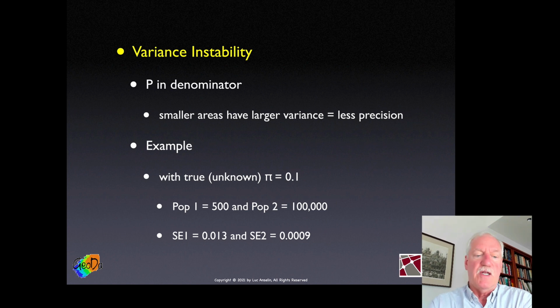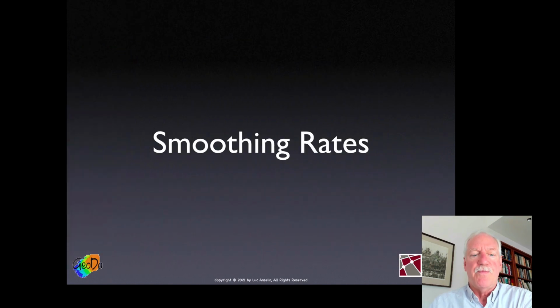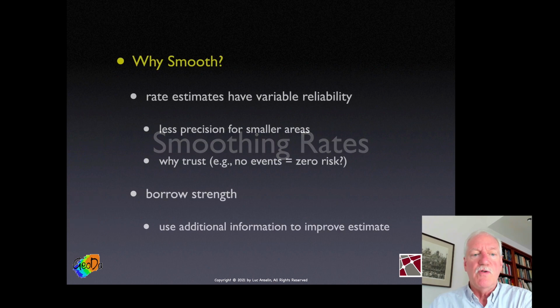They have less precision. And just to give you a simple numerical example, say we knew that the underlying risk pi was 10%, 0.10. And we had 2 counties, one with a population of 500 and one with a population of 100,000. Then the small county would have a standard error of 0.013, but the large county would have a much smaller standard error of 0.0009. So the precision is inversely related to the size of the spatial unit. And that is a problem. So what are we going to do about this?